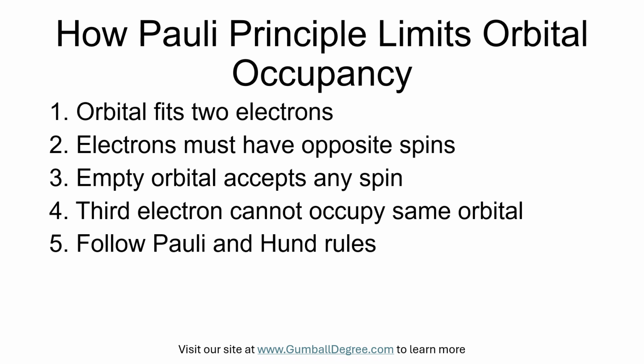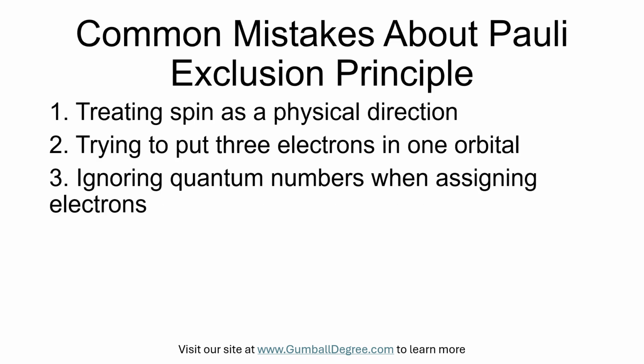When filling many orbitals in an atom, you follow this rule together with Hund's rule and the energy order to determine where electrons go. A common mistake is thinking spins are physical directions like up and down in space rather than quantum properties. Remember, spin is a quantum label, not literal orientation, and it simply must differ for 2 electrons in 1 orbital.